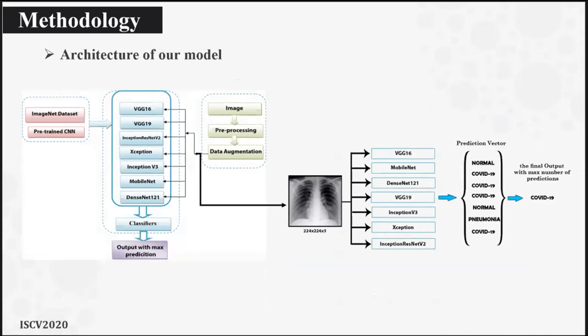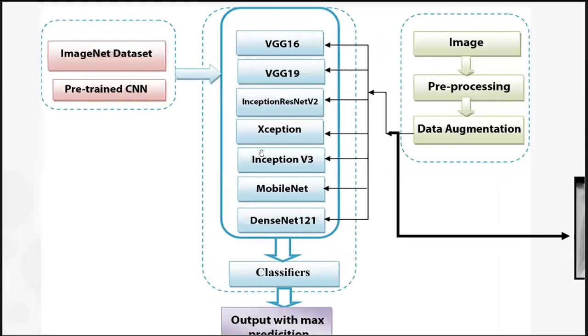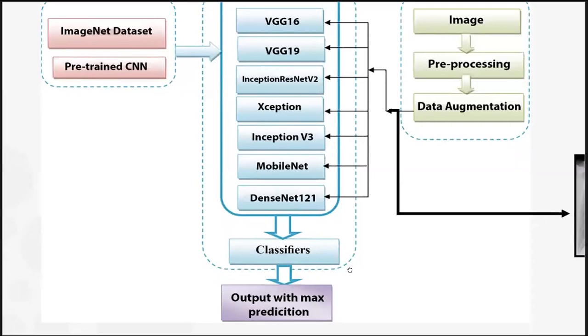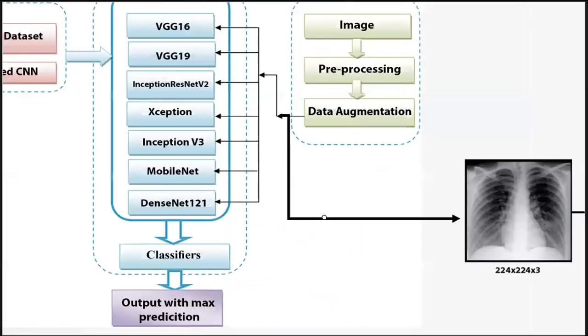So about the architecture of our model, here we have a figure that summarizes the whole process of our method. Our proposed model consists of three main processes, as shown on the left. The first process consists of image preprocessing and data augmentation, with images resized to 224 by 224. The second process consists of using 7 pre-trained convolutional neural networks extracted from the ImageNet dataset. And the last process is the classification and prediction through a fully connected network made up of several classifiers. At the output of the CNN networks, a prediction vector is obtained.